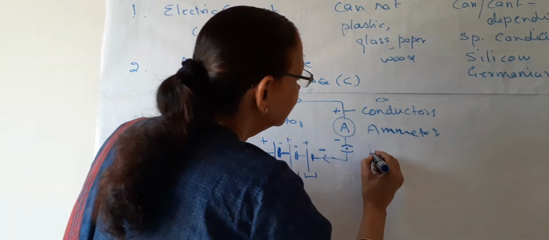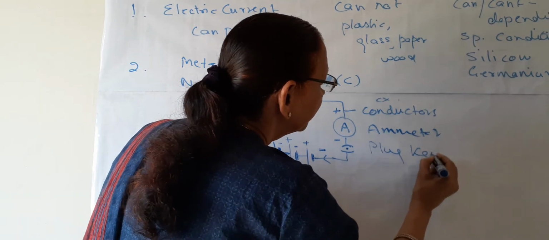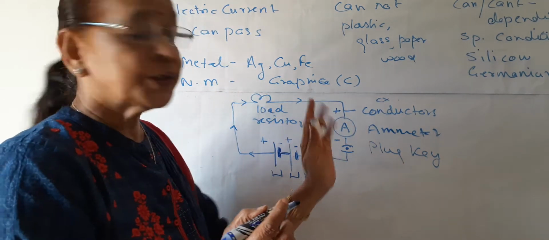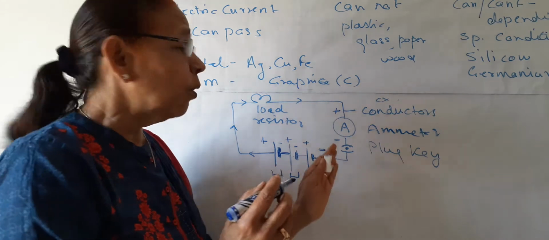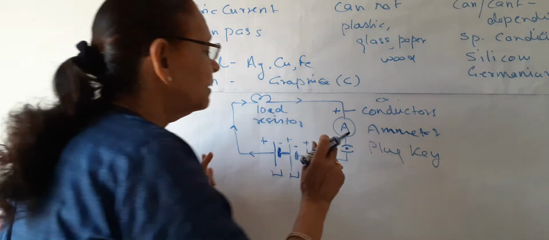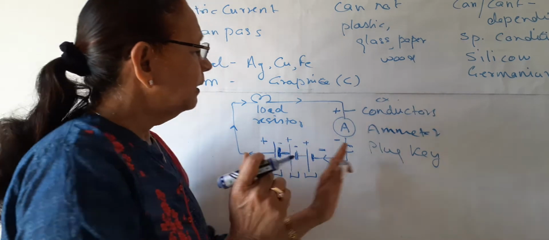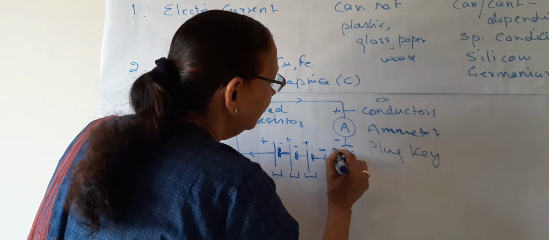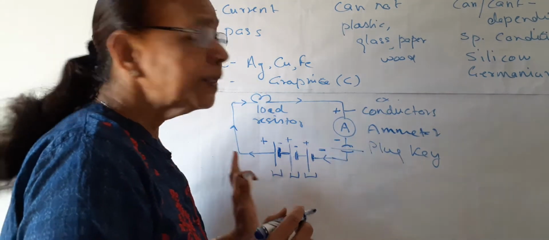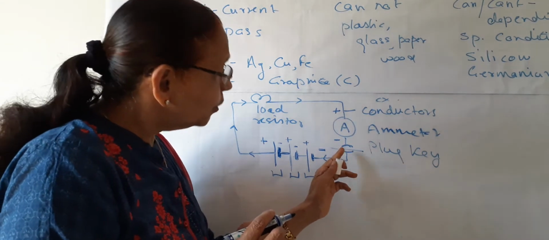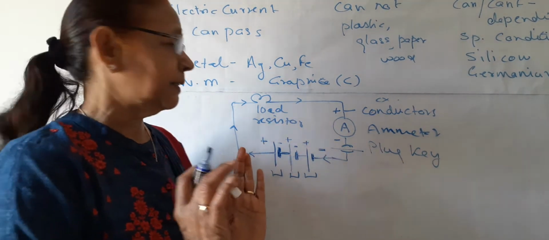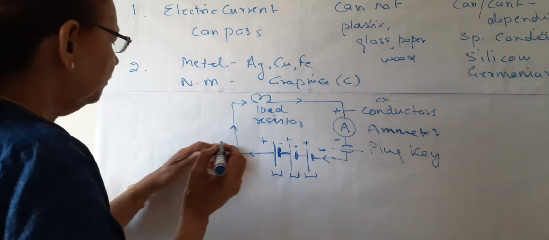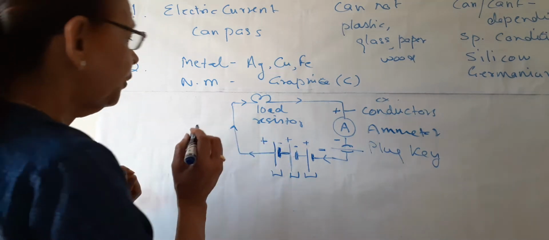Now what is this? This is the plug key. And if this is the position, the circuit is closed. That is, the key is on. Now only the current can pass. If we don't put this dot, then the circuit is open. The current is not passing. The circuit breaks here. So in an open circuit, no current can pass. In a closed circuit, current can pass. This is one thing.